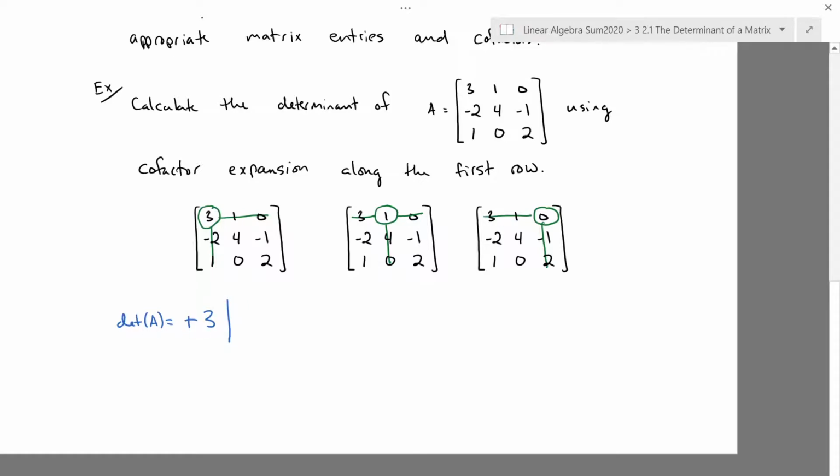Okay, so here is the determinant of the submatrix: 4, -1, 0, 2. And then the second entry had the minus in the pattern, right? So the entry is 1, and the determinant of the submatrix, -2, 1, -1, 2, and then plus, because plus, minus, plus, and then the entry is 0. Determinant of the submatrix is -2, 4, 1, 0. Okay, so this is what the cofactor expansion for the first row looks like for this determinant.